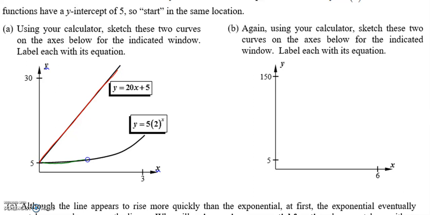Now this one's growing kind of slow in the beginning, where the linear just skyrocketed because it's growing by 20 each time. So it looks like the linear one's growing much faster, but remember, we're only up to 3 on our x. So let's give this a try. Do the exact same functions, but change your window to 150 on the y and 6 on the x, and try graphing that. So change the window settings and now take a look at it.